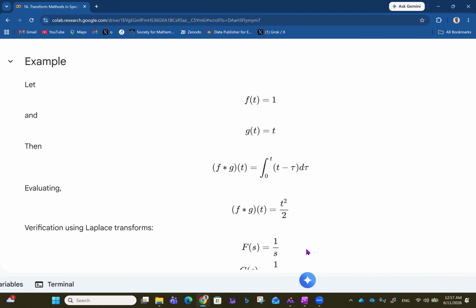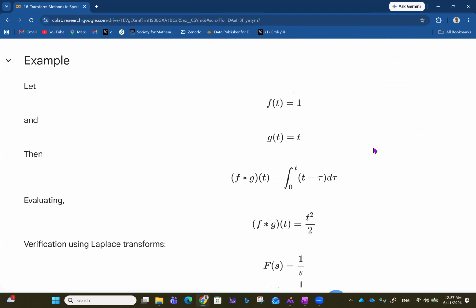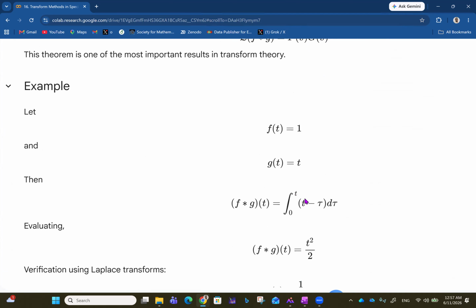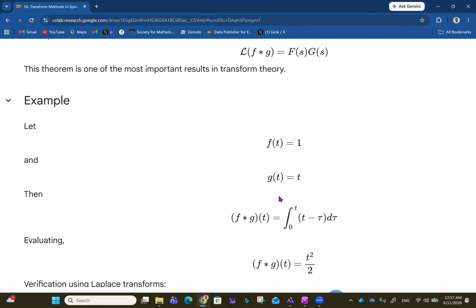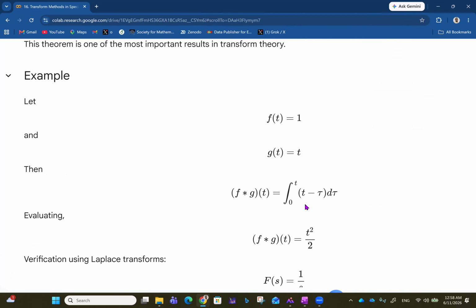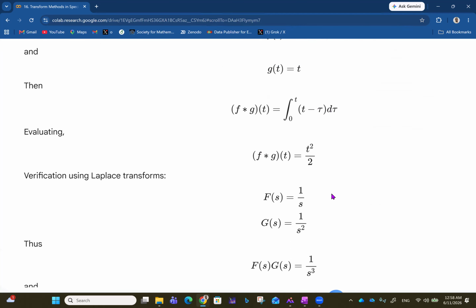So if you take this example, if you let f of t be 1 and g of t be t, then f convoluted with g of t will be the integral from 0 to t. Following the formula, you should have f of tau. Since f of t is 1, f of tau will also be 1. Then the other part is g of t minus tau, and since g is t, that will just be t minus tau d tau. If you evaluate that, you see that f convoluted with g of t will be t squared over 2.